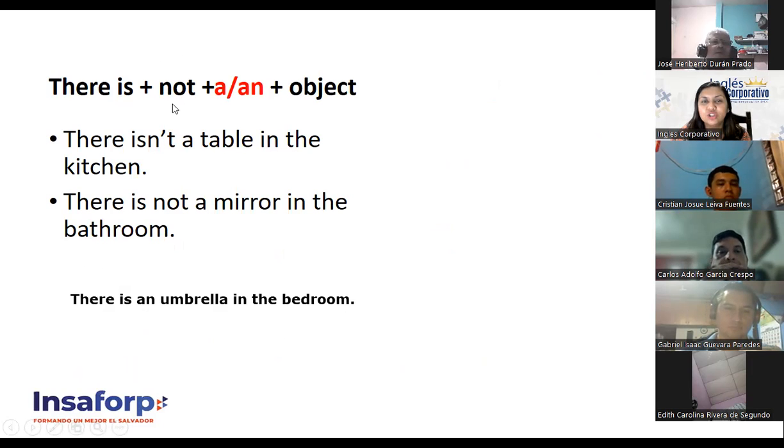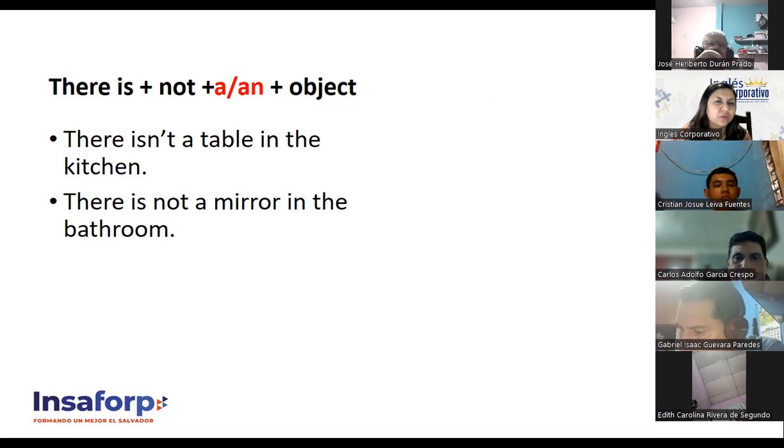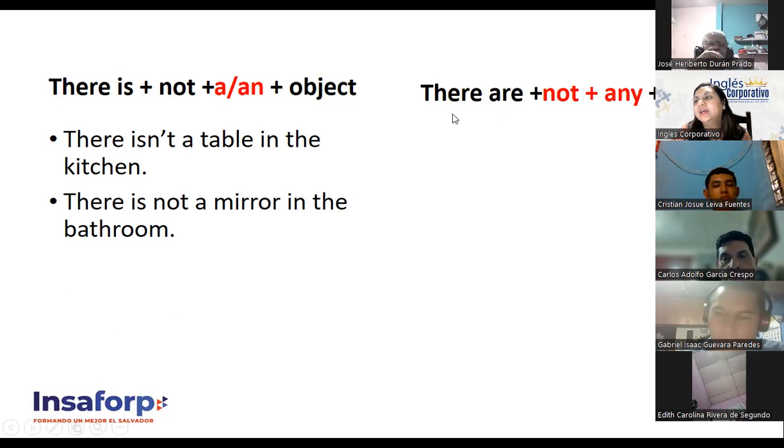There is not. And then a, an, and the object. There is not or there isn't a table in the kitchen. There is not a mirror in the bathroom. There is not an umbrella in the bedroom, for example. In the singular form, that is the negative. And in plural, there are plus not, there are not.